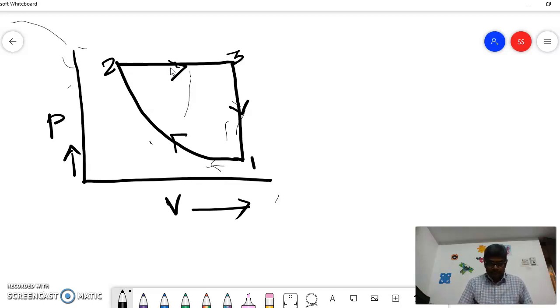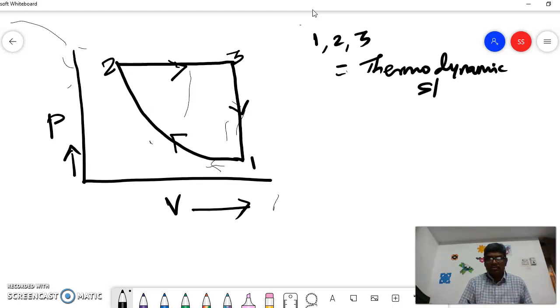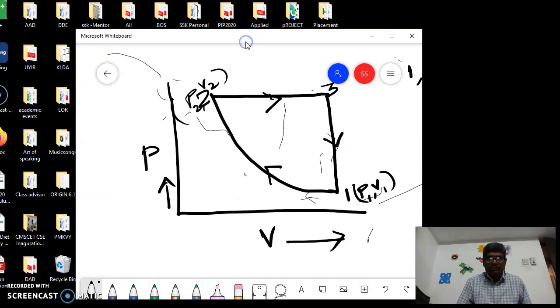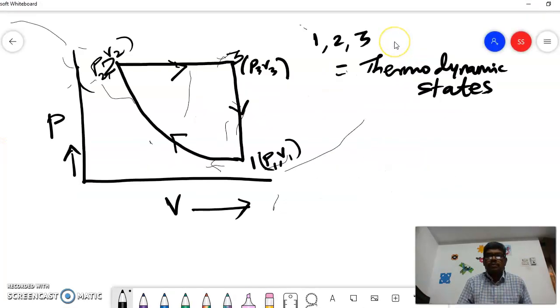Let us take a look at 1, 2, 3, which are called thermodynamic states. Which means at state 1, the condition in which the system remains is P1 and V1, the coordinates. Similarly here P2 and V2 at state 2. At state 3 it is P3 and V3.